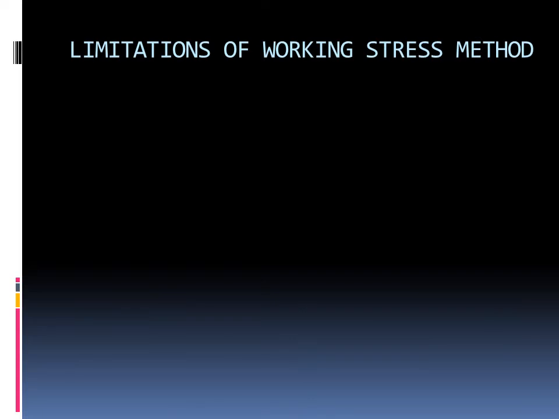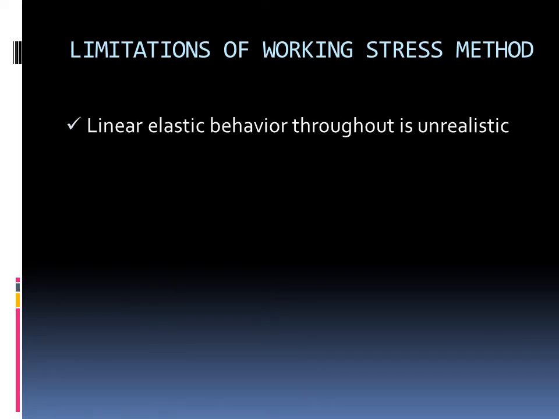Now this working stress method had a lot of limitations. The first limitation was that linear elastic behavior throughout is unrealistic. Obviously, when we see the stress strain relationship of steel and concrete, we'll see that only till the elastic limit is stress and strain proportional, but after that it starts varying. Strain increases abnormally.